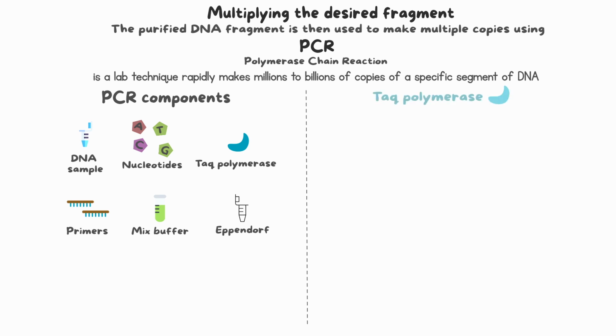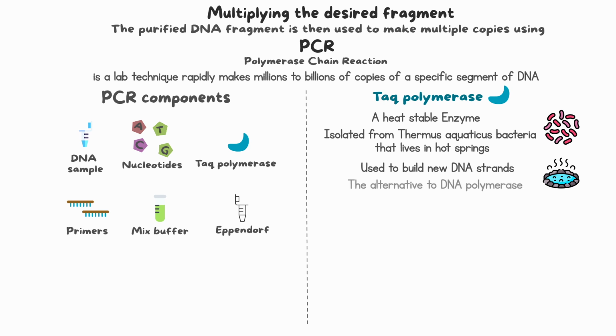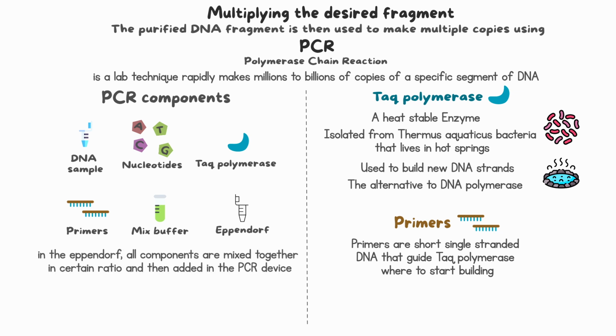The Taq polymerase is a heat-stable enzyme because it was originally isolated from the bacterium Thermus aquaticus, which lives in hot springs. It's the lab's alternative to the human DNA polymerase. While primers are short single-stranded DNA that guide the Taq polymerase where to start building. All the components are added together in certain ratios and then inserted into the PCR.